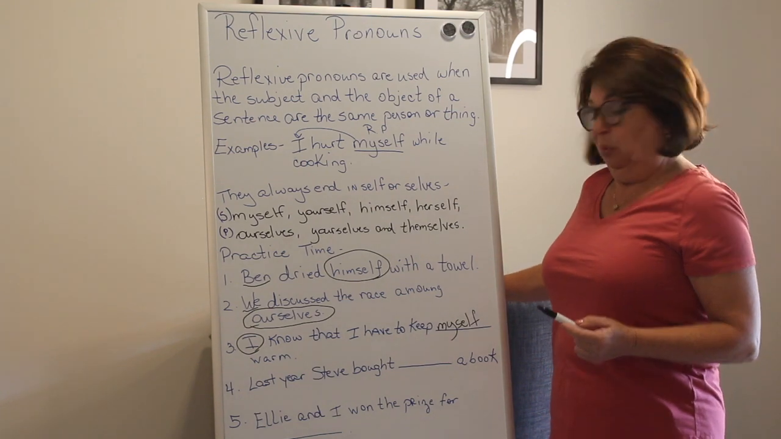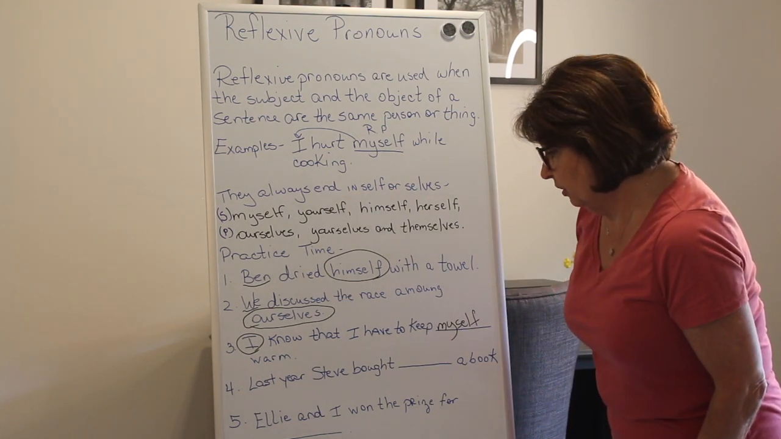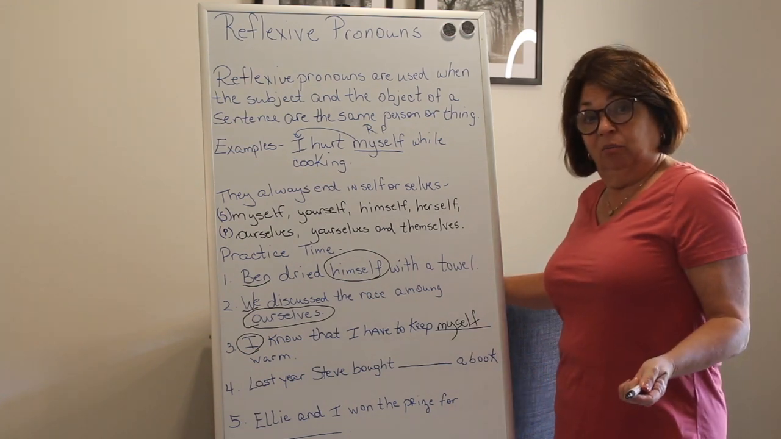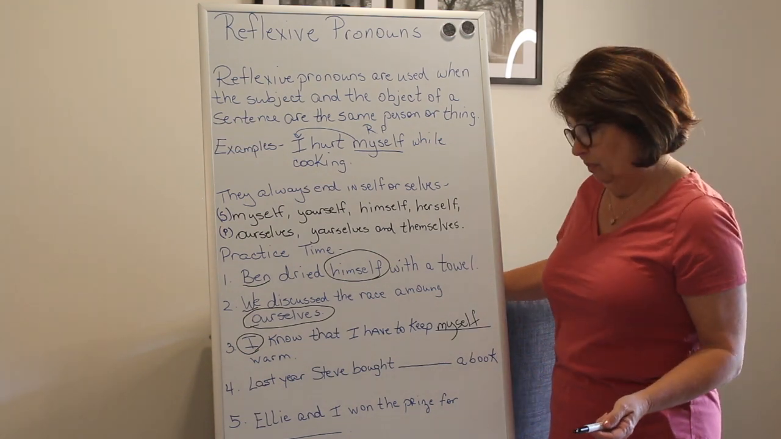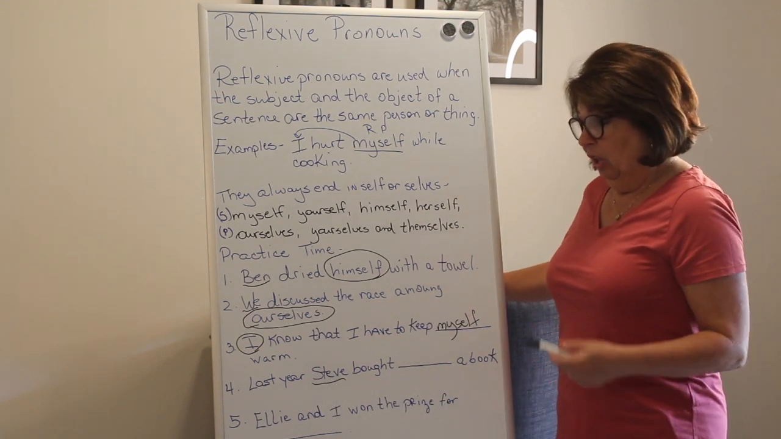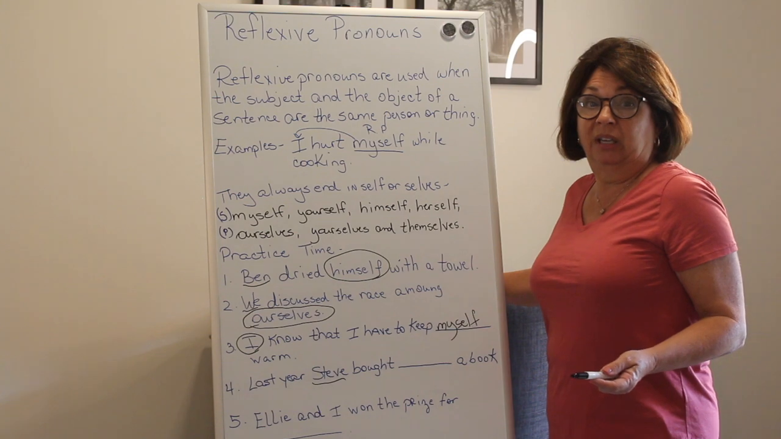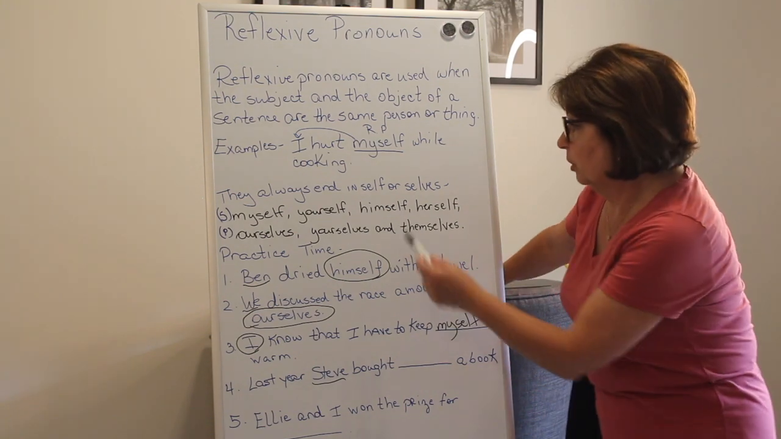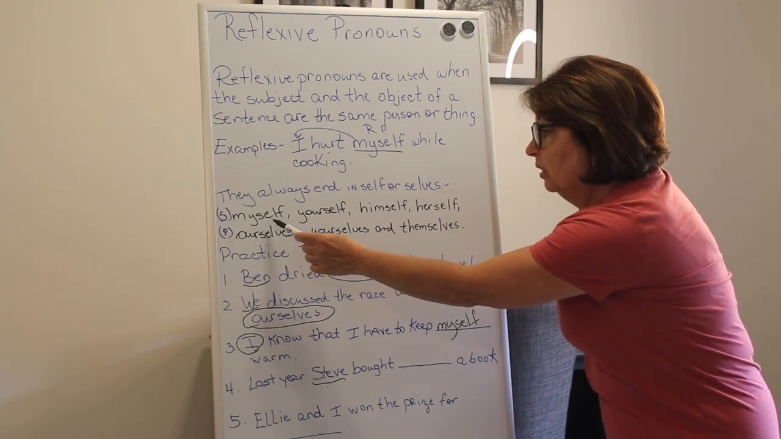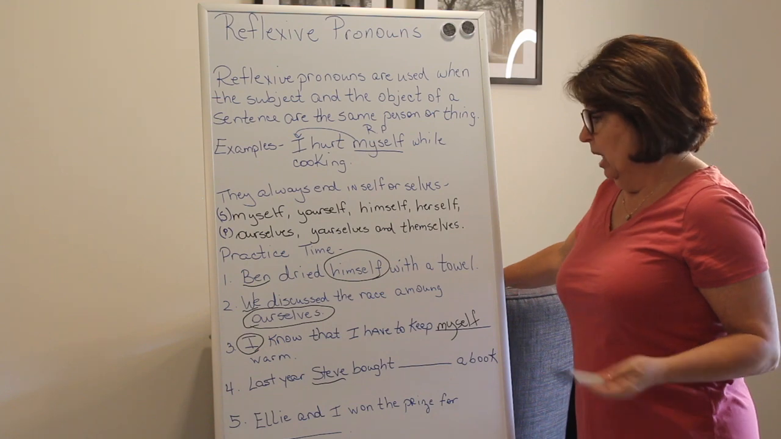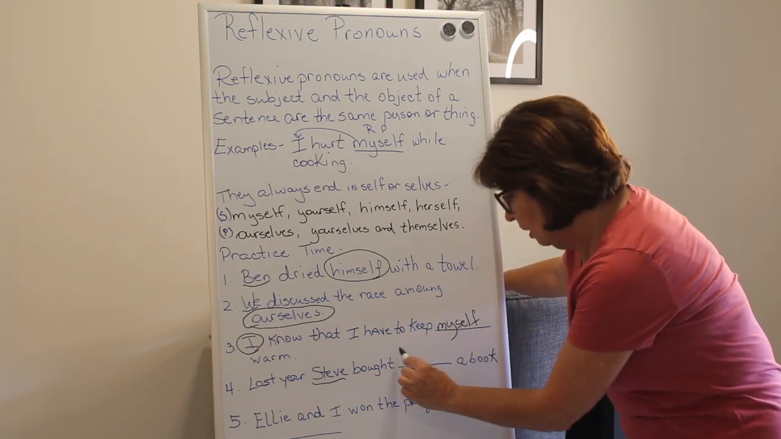All right, next one. Last year, Steve bought blank a book. Subject of this sentence, what do you think? Steve, because that's what the subject of the sentence is about. So Steve is generally a man's name. Steve is singular, so we're going to look at our list for a singular person that would normally be a man, and we're going to say himself.